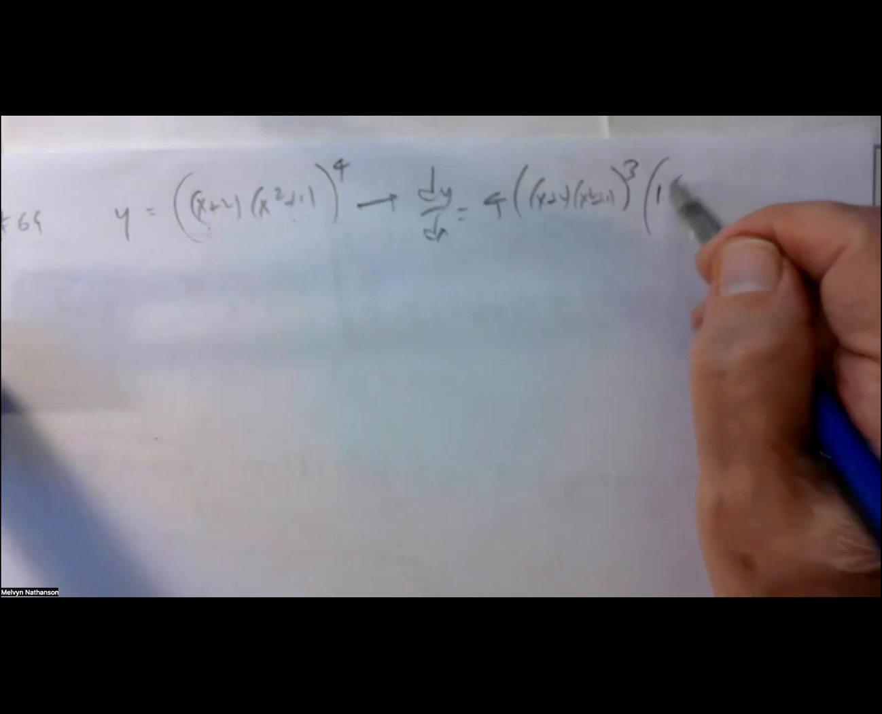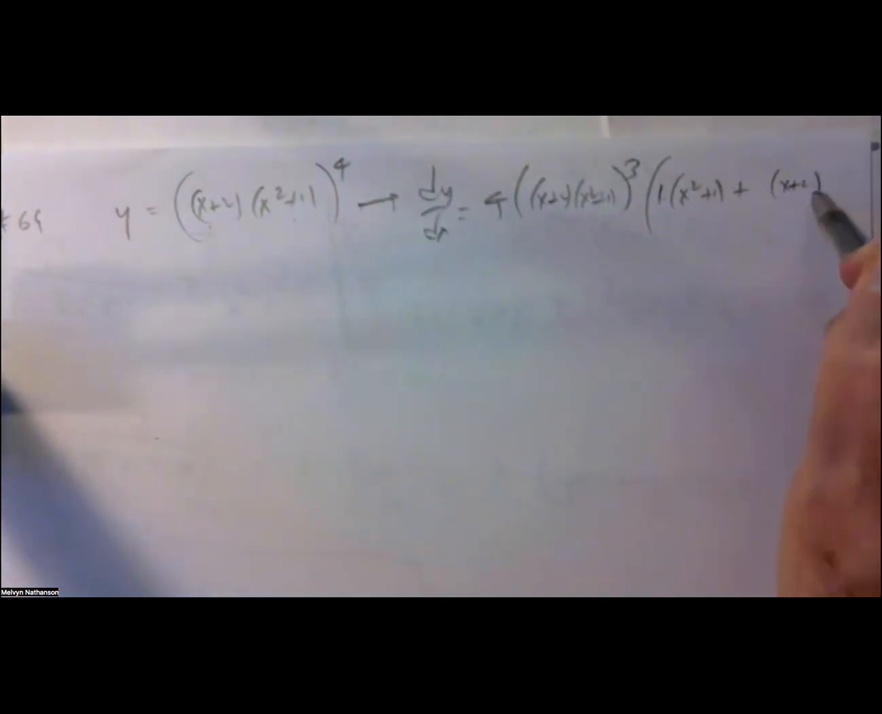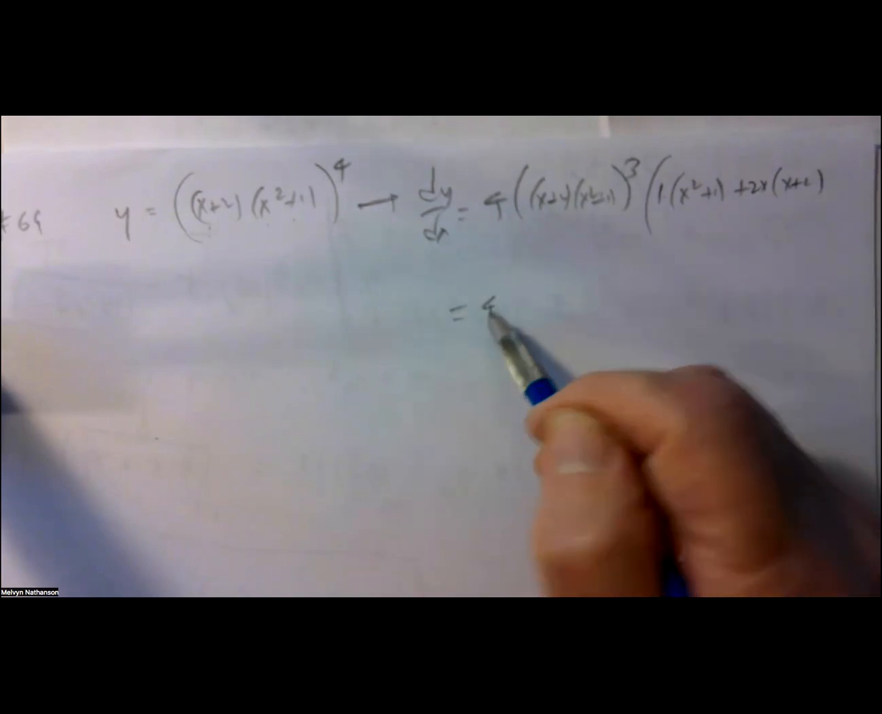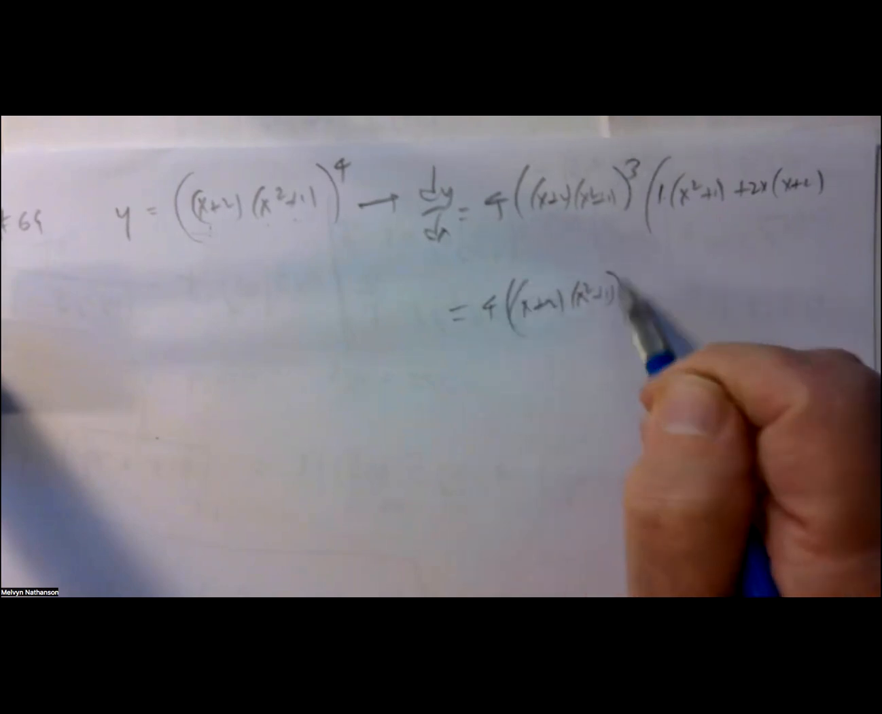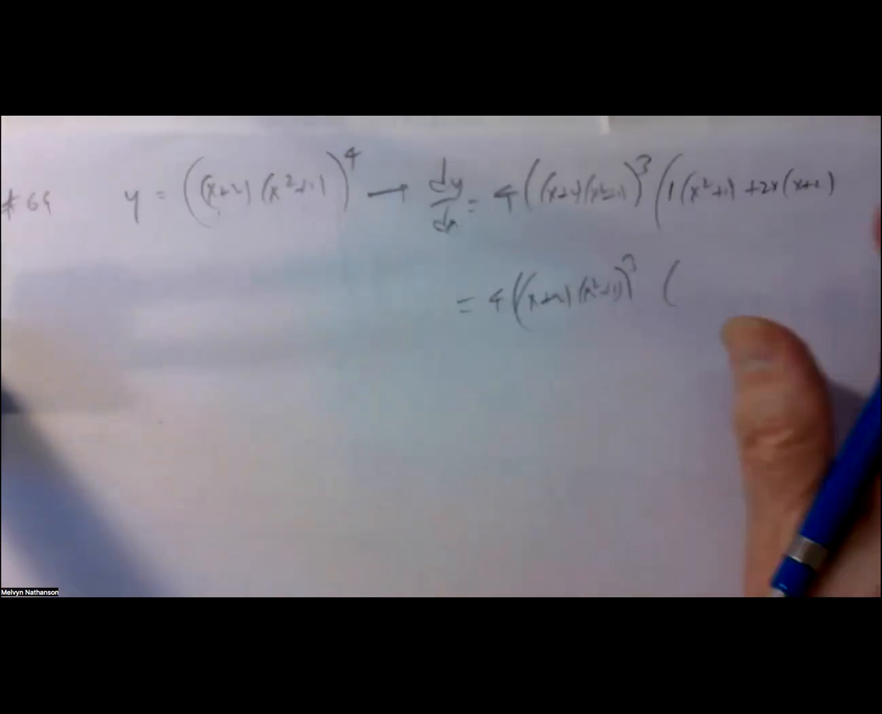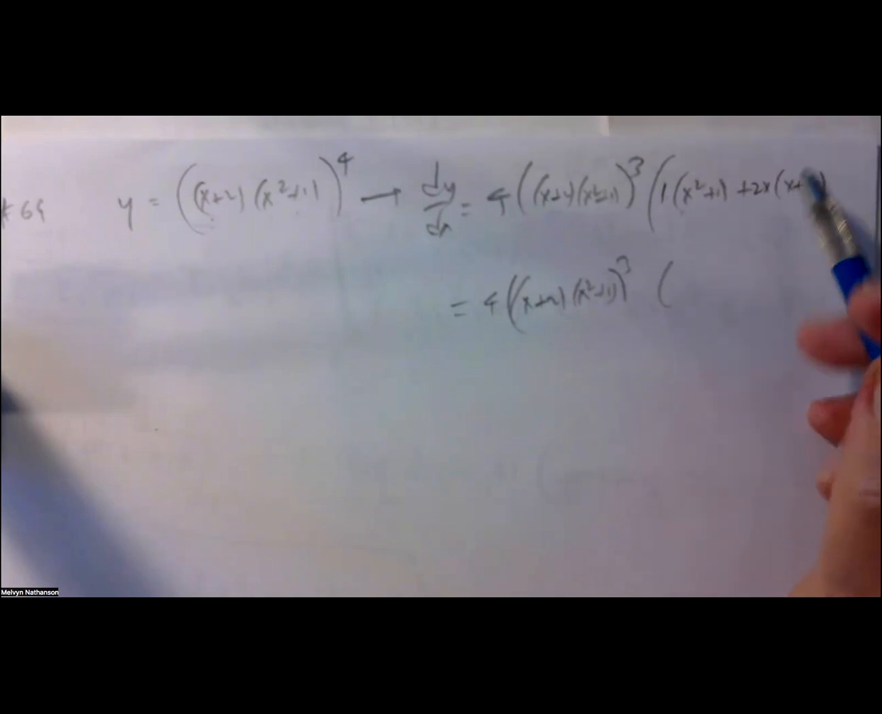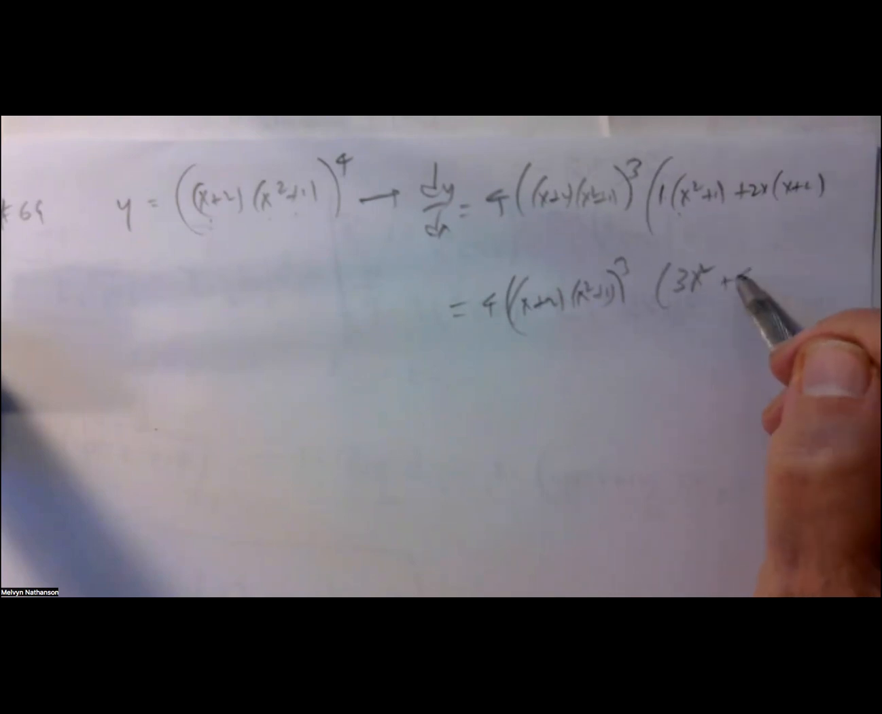And now we have to use the product rule. The derivative of x plus 2 is 1 times the second factor, plus the first factor, x plus 2, times the derivative of x squared plus 1, which is 2x. So this is 4, x plus 2, x squared plus 1, that whole thing cubed, times this. And if you expand it out, you get x squared plus 2x squared, which is 3x squared, plus 4x plus 1.